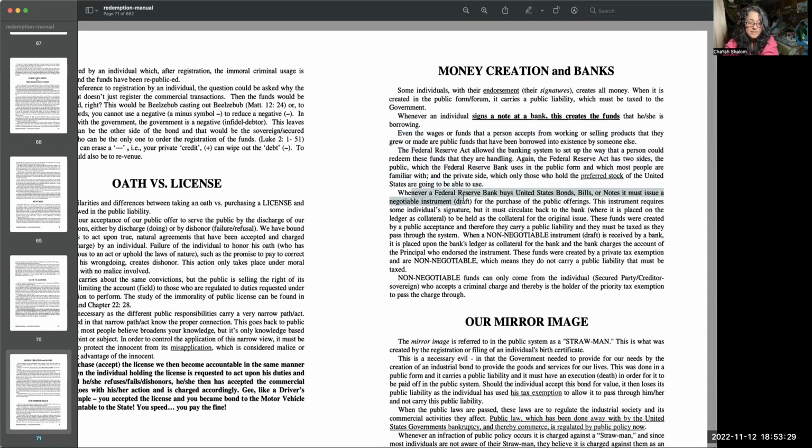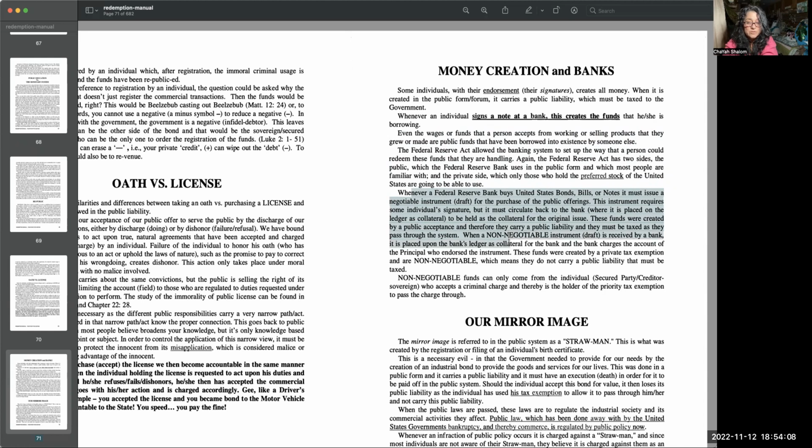Whenever a Federal Reserve Bank buys United States bonds, bills, or notes, it must issue a negotiable instrument draft for the purchase of the public offerings. This instrument requires some individual signature, but it must circulate back to the bank, where it is placed on the ledger as collateral, to be held as the collateral for the original issue. These funds were created by a public acceptance, and therefore they carry a public liability, and they must be taxed as they pass through the system.